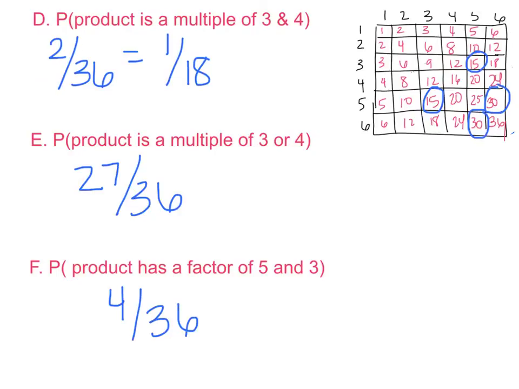So we're not saying this has to be a product of 3 and 5 together, but it has a factor of 5 and a factor of 3, which is different from D, where we're saying it's a multiple of 3 and 4, meaning 3 times 4 is 12, and that only happened twice. But we're just trying to find a product that has a factor of 5 and a factor of 3. So that's why we have 4.